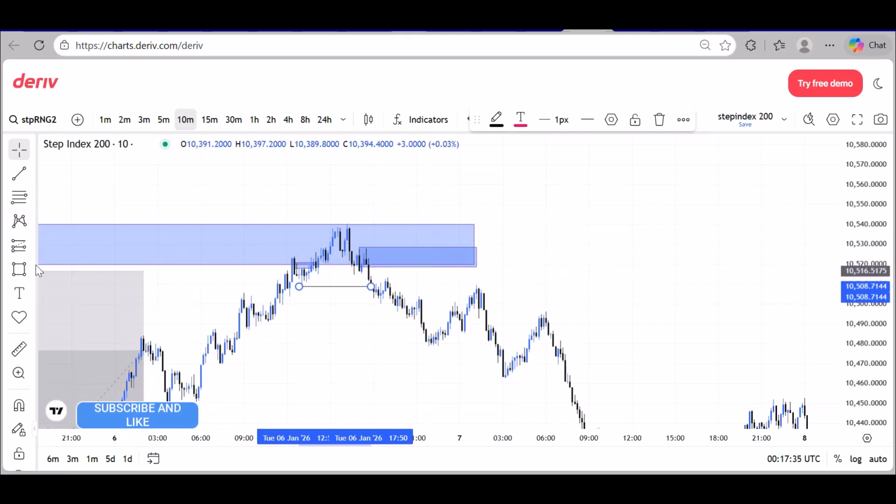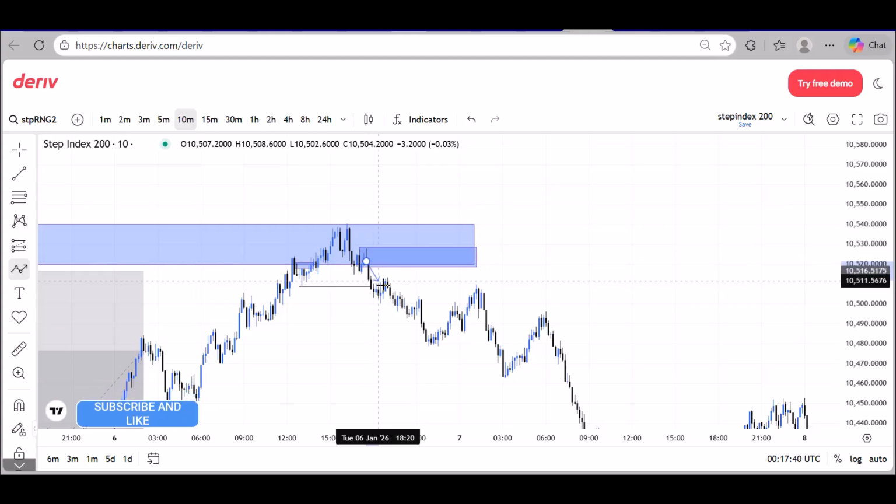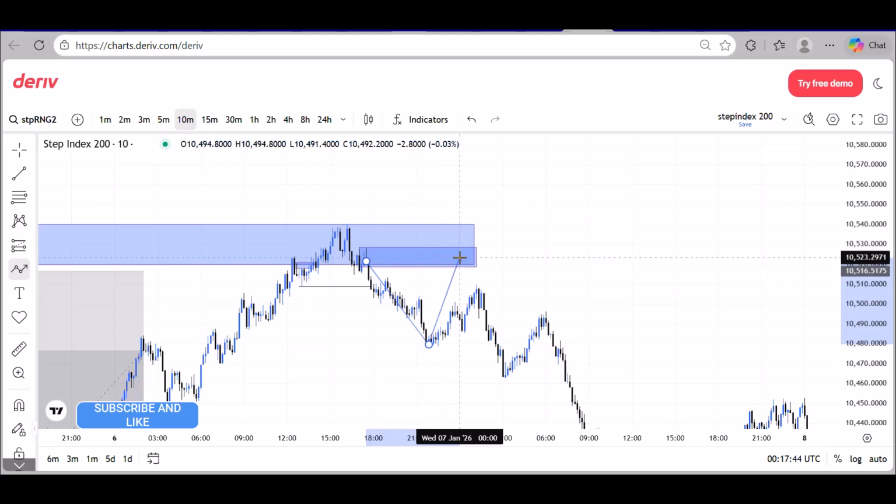So now we would have waited for price, after this break of structure, to tap into this zone before we sell, but price never did that. That never happened. So we did not take any trade.